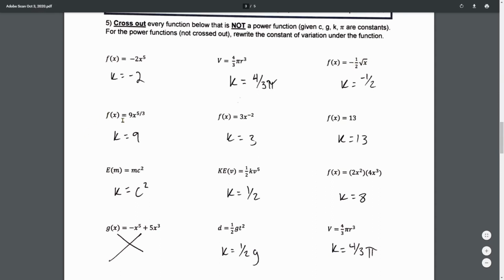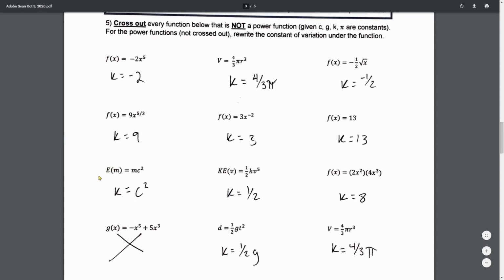Next we have f of x equals 9x to the 5/3 power. We don't have any other terms, so our constant here is 9. F of x, we have x to the negative 2 power, so our constant would be 3. Here we don't have a term to a power, but we would still write 13 as the constant. At every x value, the y value would be 13.